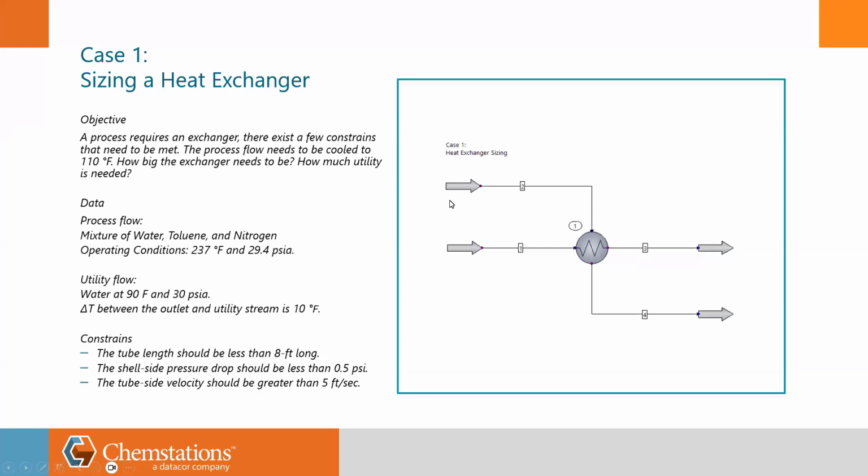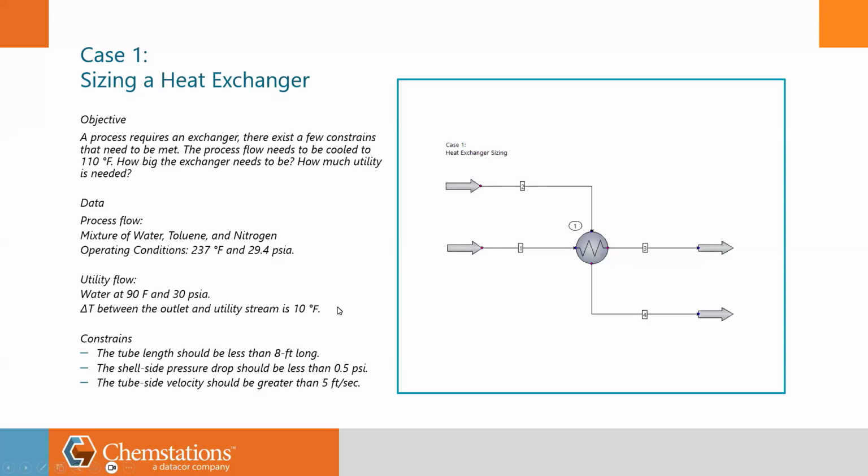This is our utility flow. We know our process flow, and our process flow is a mixture of water, toluene, and nitrogen at these operating conditions. And the utility flow is water at these conditions, and there is a limitation. This limitation tells me that the outlet temperature of my water cannot be greater than 100 degrees. This is pretty much what this is telling me. The temperature difference between the outlet and utility stream is 10 degrees Fahrenheit.